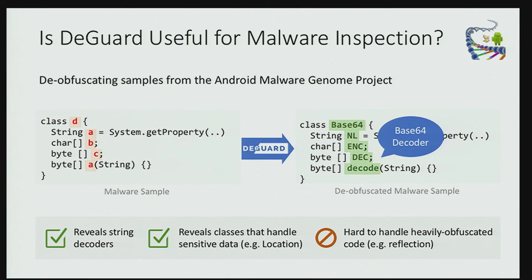And we also observed cases where the malware was really heavily obfuscated, cases where the malware used reflection, control flow obfuscation, code unfolding, and these go beyond the scope of DGuard. So these were the cases where it didn't quite help in reverse engineering these pieces of malware.